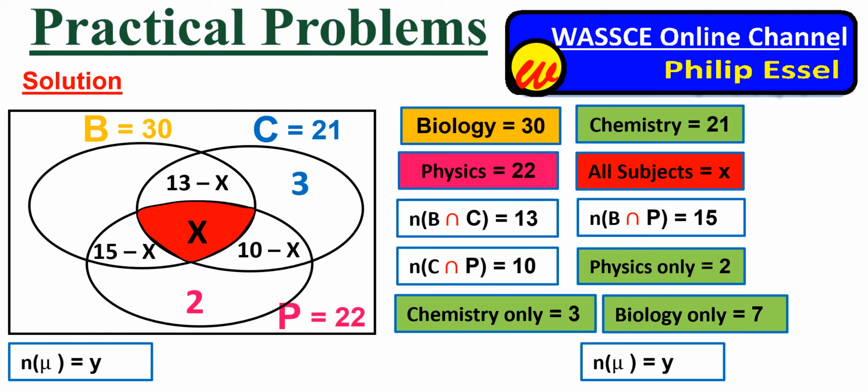Finally, 7 students read biology only. So we would represent biology at the appropriate region. This region represents biology only, and that's where we should write the number 7. So we've now been able to draw our Venn diagram. Let's use our Venn diagram to solve the rest of the questions.